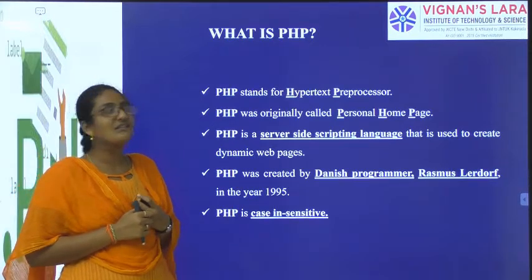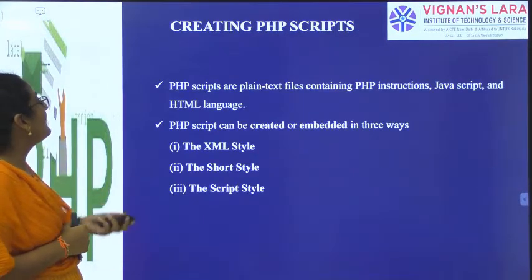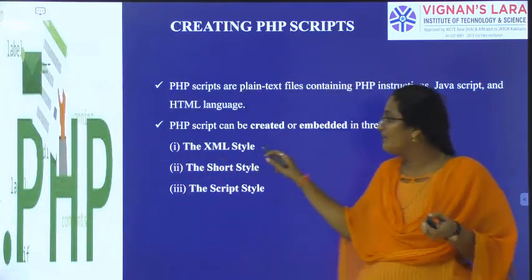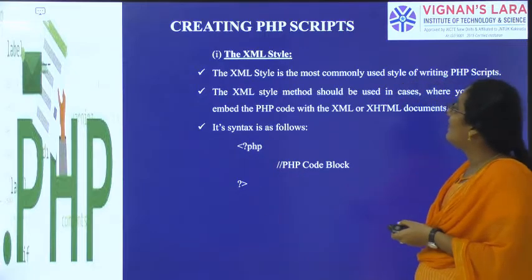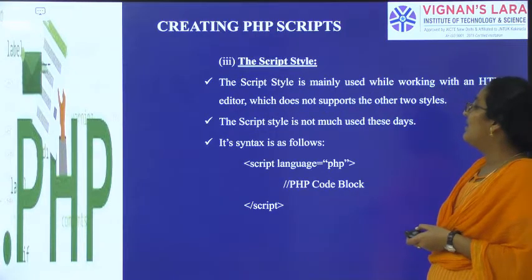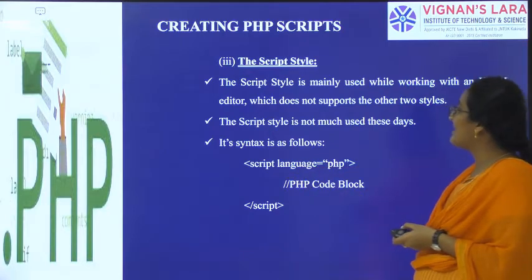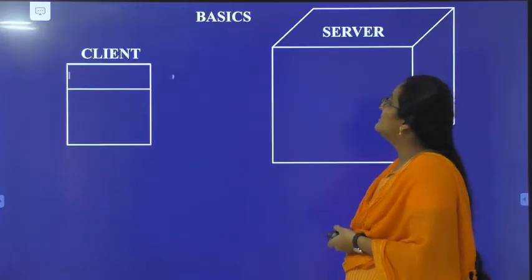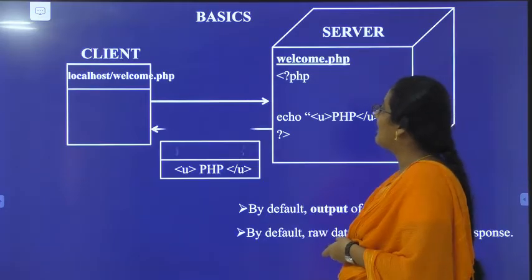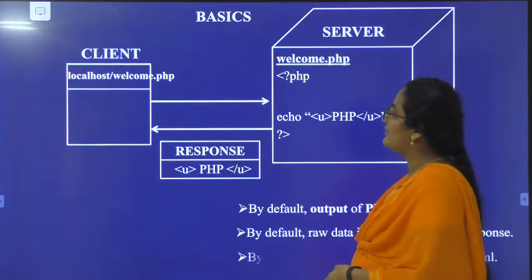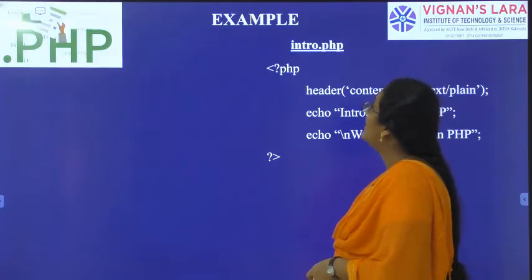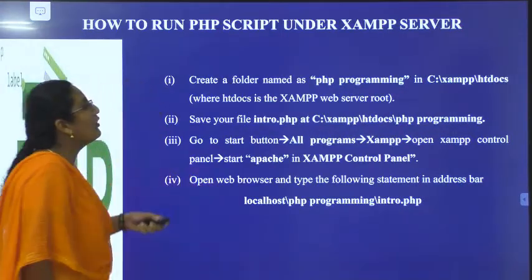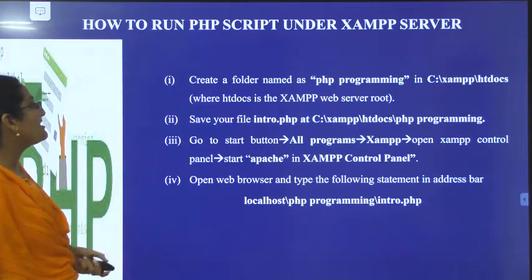So what we have discussed in the last class: what is PHP, how you can create a PHP script and what are the 3 types of styles you have for creating PHP. So how you can create in different styles and how you are going to use scripting language as PHP. Then how you can run the PHP script under the XAMPP server. Then what do you mean by response and how server is sending response to client. Then what is the example for introduction program. Then how you want to run a PHP program in the server.